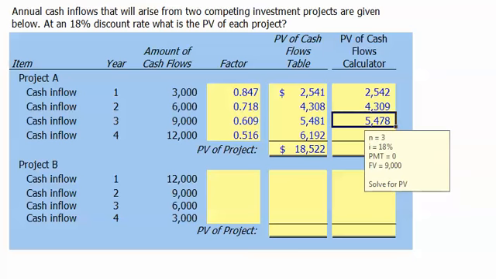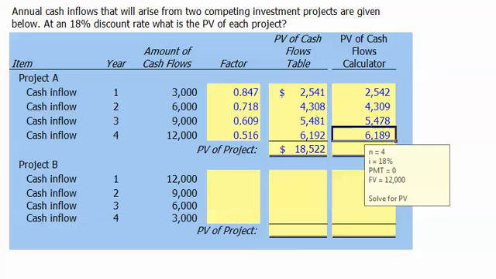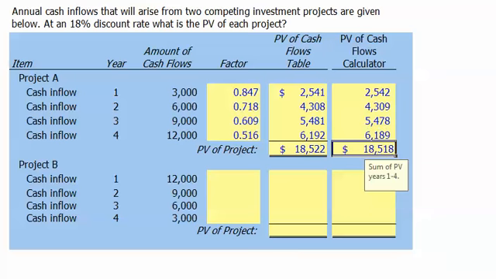$4,309. The year 3 cash flow, we will enter 3 for the number of periods, 18 for the interest rate, $9,000 cash inflow will be our future value, and we'll solve for a present value of $5,478. The year 4 cash flow will be discounted back at 18% for 4 periods and have a present value of $6,189. When we sum the present value of the cash flows for years 1 through 4, we get a total present value of $18,518. This is different than the present value we calculated using the tables because the tables have approximate present value factors.